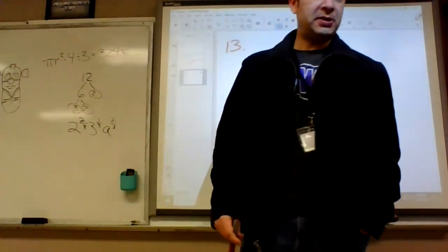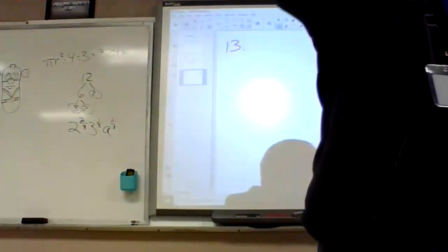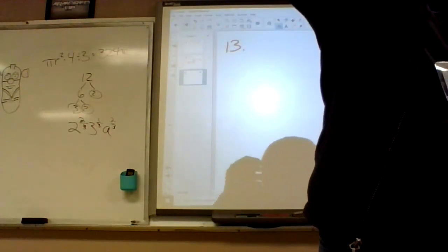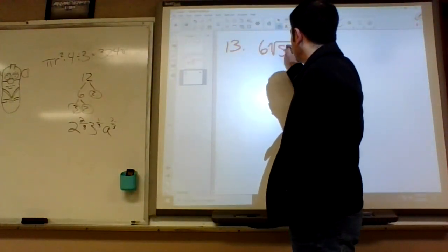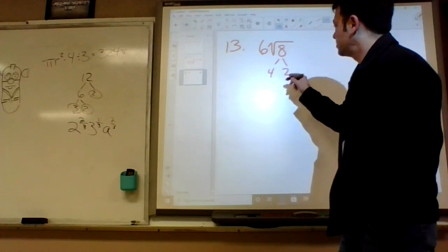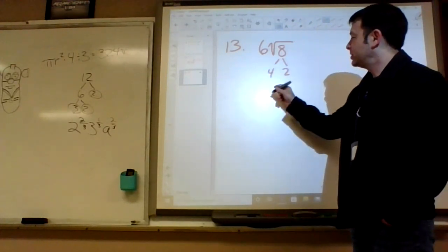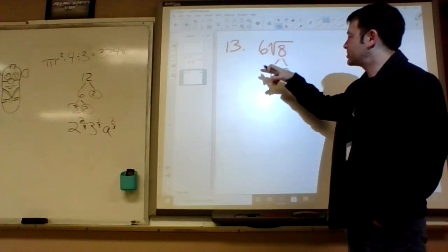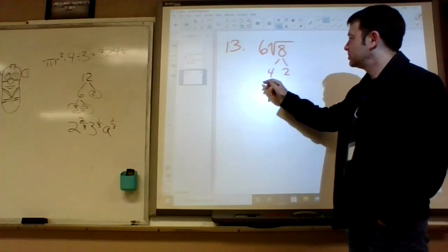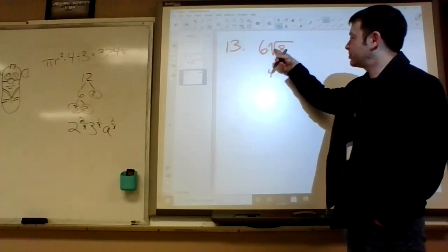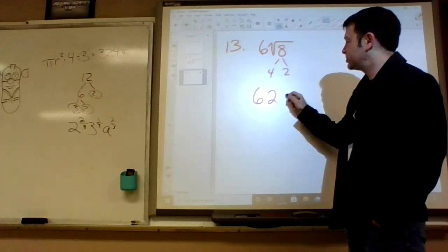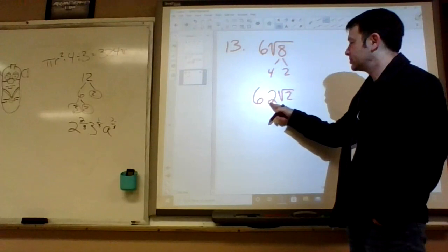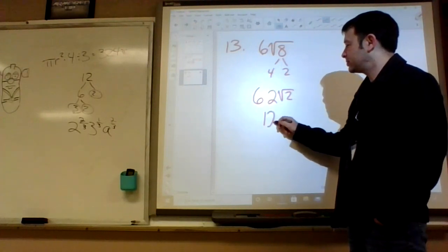Okay, on 13, does any of that simplify? Square root of 8 is what? 2 square root of 2. Okay, yeah, square root of 4 is 2. So how do I mix that with the 6 though? Would you add it? This means 6 times. Oh, so you multiply it. So it's 6 times 2 square root of 2, so it's 12 square root of 2.